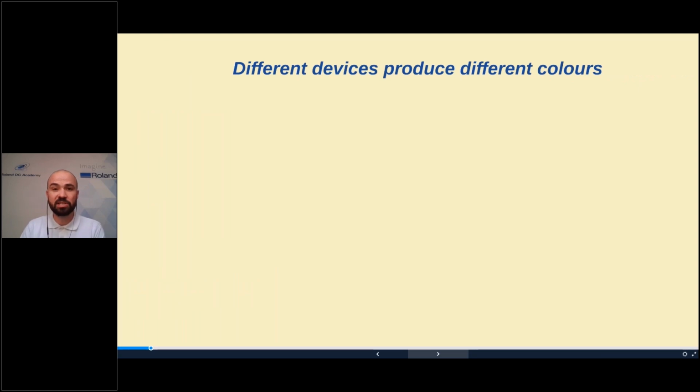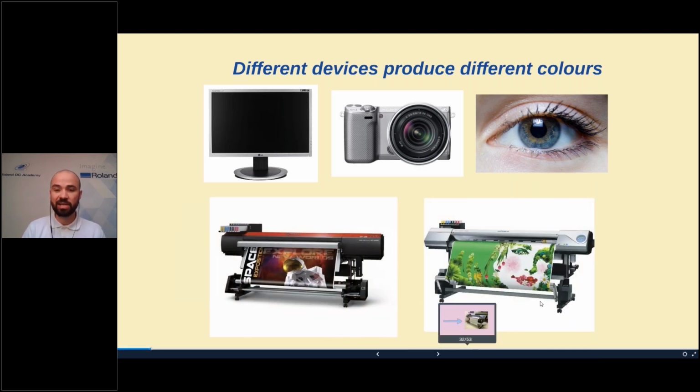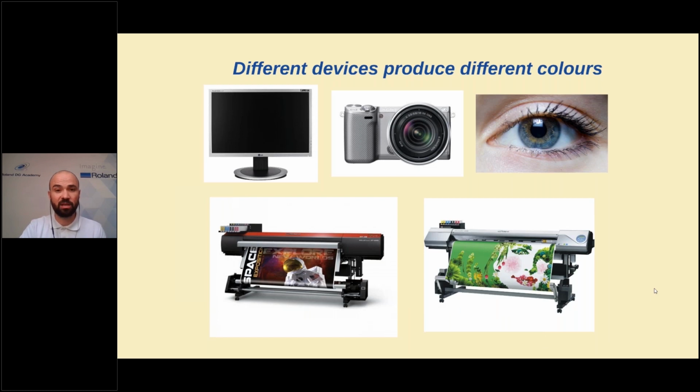Well, different devices produce different colors. So if we're talking about monitors or digital cameras, perhaps, or the human eye, each of these are going to see, interpret, or portray colors in a different way. The same happens with printers. So if we are using printers, each printer will print colors slightly differently.